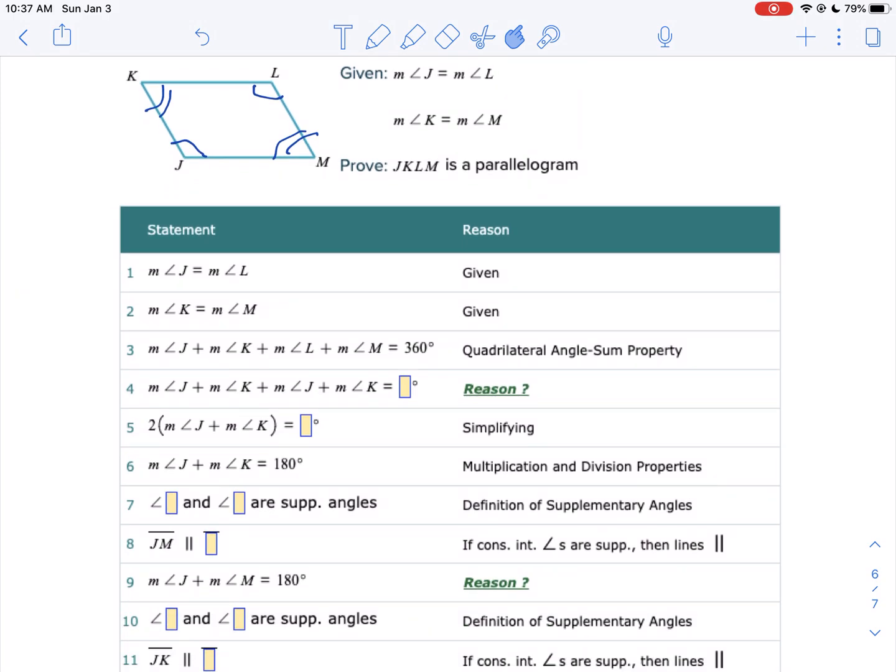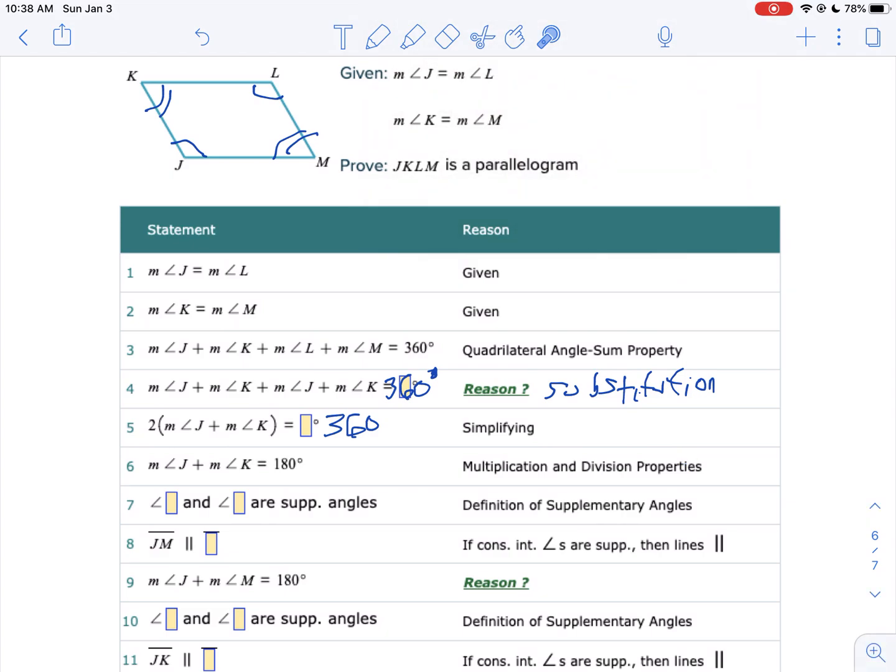Now look at step 4. Well, step 4, there's 2 parts I go on. First off, we just changed L and M to J and K, didn't we? So we used the substitution property. I think you had that one right. And so then that equals 360 because we haven't changed anything there. Then we simplified on the next step, so it still equals 360. And then we divided both sides by 2, so that's the multiplication and division properties. That's this step right here.